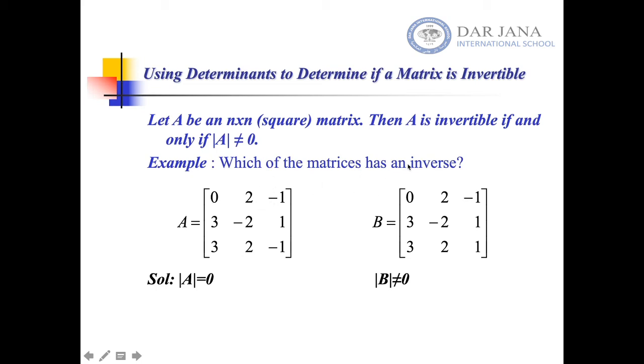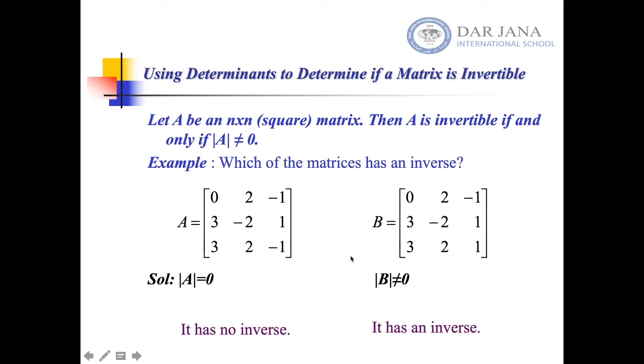To find whether a matrix has an inverse or not, we need to find its determinant. Use the method that you learned and find the determinant of this matrix. Also find the determinant of matrix B. The determinant of matrix A will be equal to 0, while the determinant of matrix B will be different than 0. That means A has no inverse. Matrix B has an inverse.